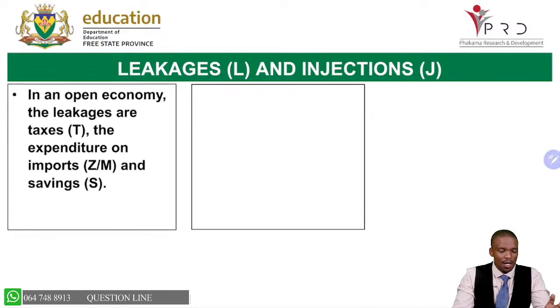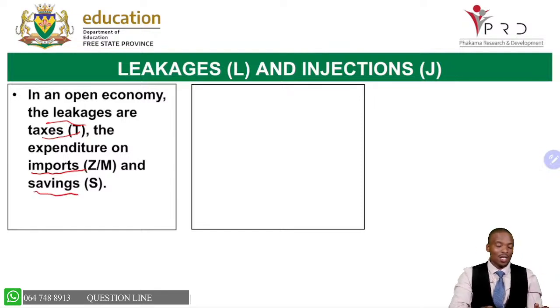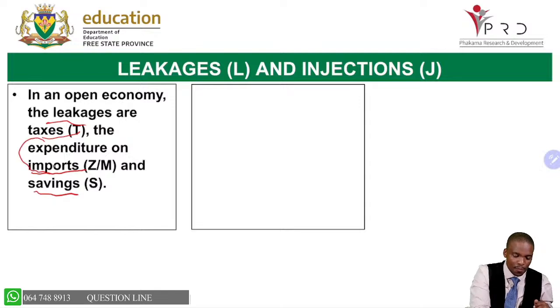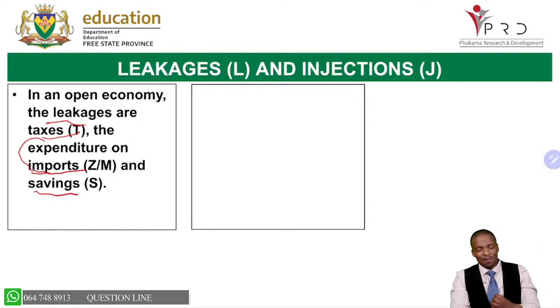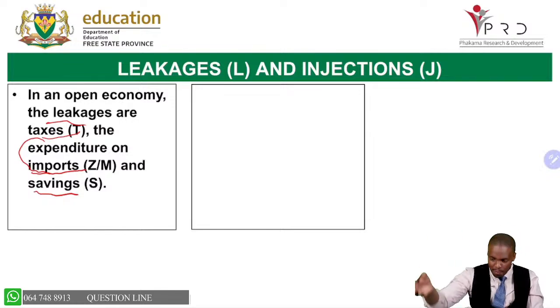Okay. In an open economy, leakages are taxes, expenditure on imports, as well as savings. I want to emphasize especially on this one. Imports themselves, grade 12s, are not leakages because these are the physical goods coming into the country. But what makes the leakage here is the money that is used to purchase those imports.